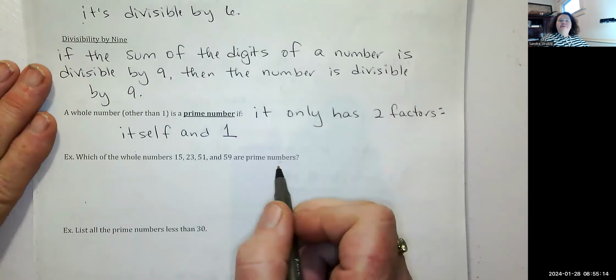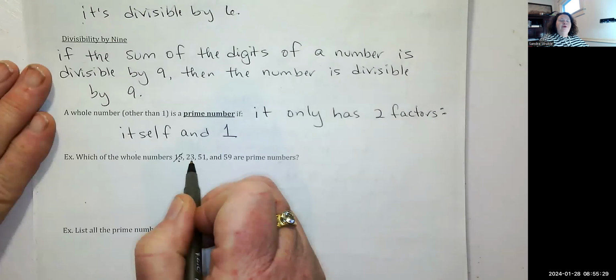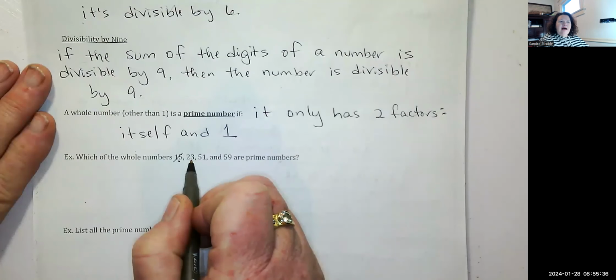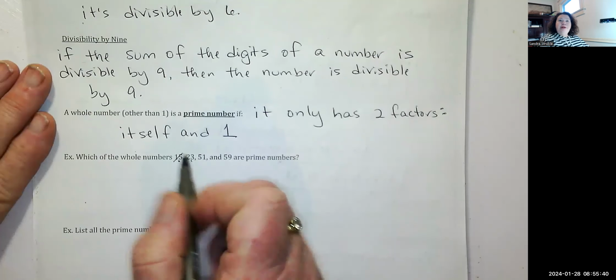Well, we know 15 is not. 5 plus 1 is 6, and 6 is divisible by 3. So that's not prime. We'll look at 23. 2 plus 3 would be 5. That's not going to be divisible by 3 or 9. No zeros, no 5s. No 4s, no 6s. Well, 23 is prime.